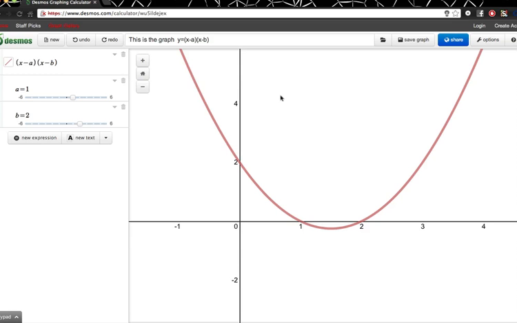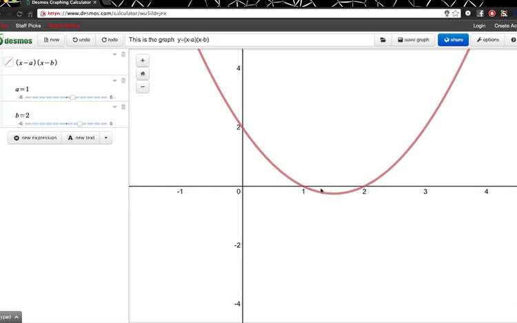So here's a graph, y equals x minus a times x minus b. And we've got a value of 1 for a and a slider that can change that value, and a value of 2 for b and a slider that can change that value. Now looking at this parabola, we can see that it crosses the x-axis at 1 and 2, crosses the y-axis at 2. Now, the equation we're looking at is x minus 1 times x minus 2. So that's the equation of this graph.